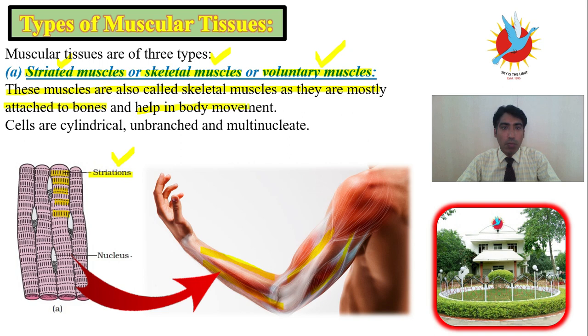It helps in the movement of the body. Cells are cylindrical, unbranched and multinucleated. Here you can see that this is a single cell of a muscle. These cells are cylindrical, as you can see in this diagram, and they are unbranched. They are separated from each other, not branched, and they are multinucleated. You can see numerous nuclei present here in this diagram. So these are multinucleated structures.